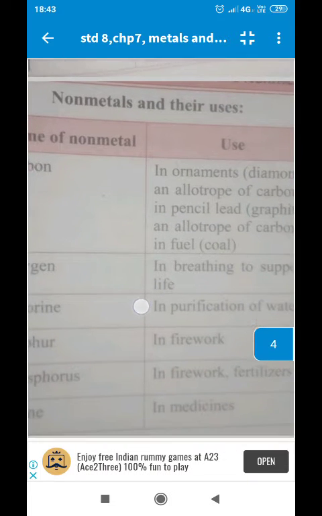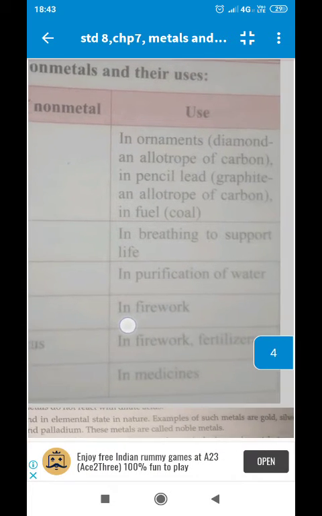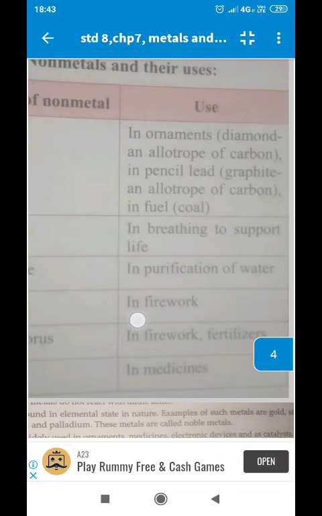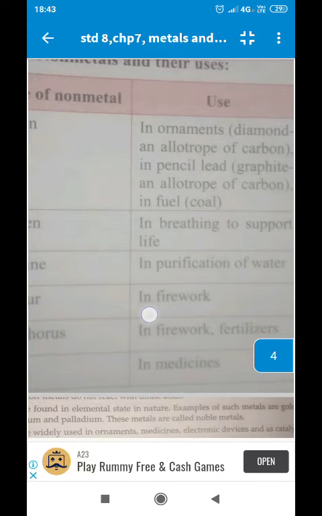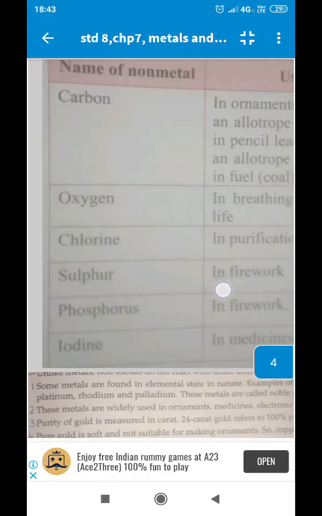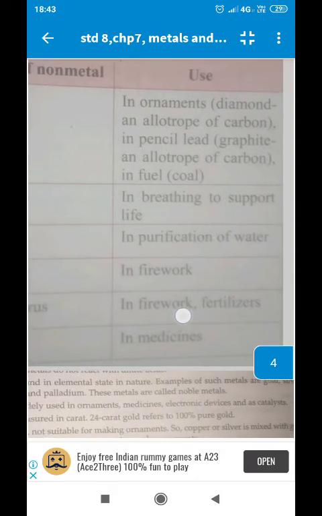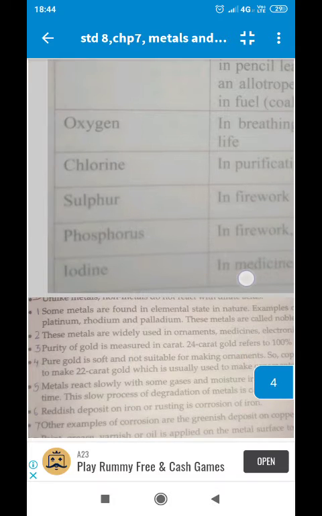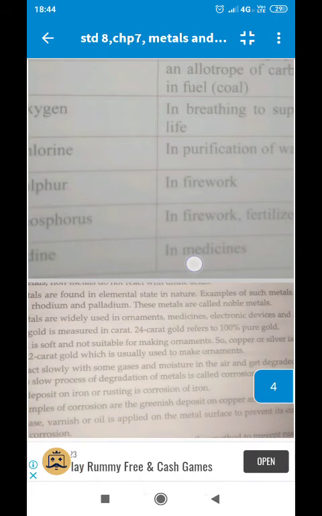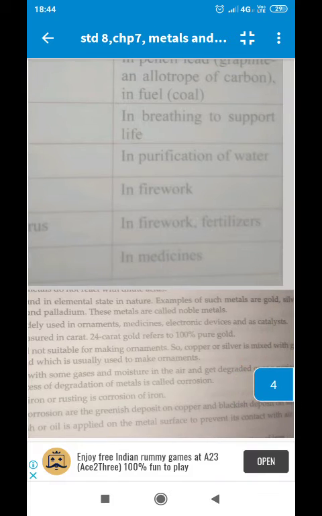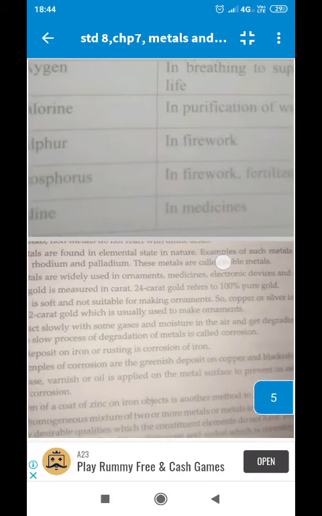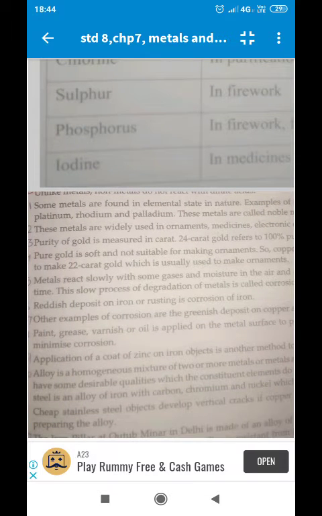The uses of non-metals. Carbon in ornaments in the form of diamond, an allotrope of carbon. In pencil lead, that is graphite, an allotrope of carbon. And in fuel, it is used as coal. Oxygen is used in breathing to support life. Chlorine in the purification of water. Sulfur is used in fireworks. Phosphorus again is used in fireworks and fertilizers. Then iodine, it is used in medicines.